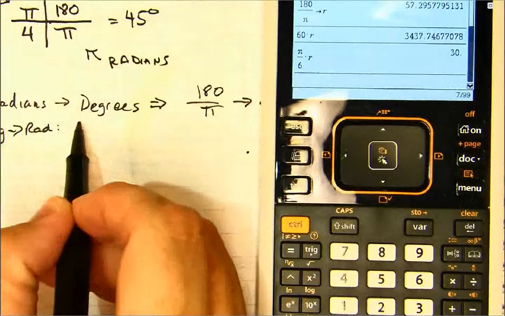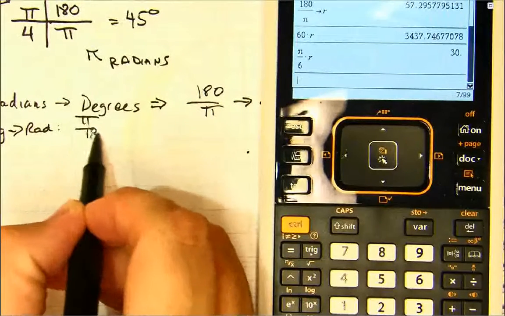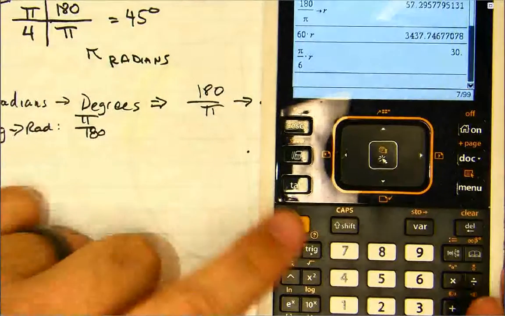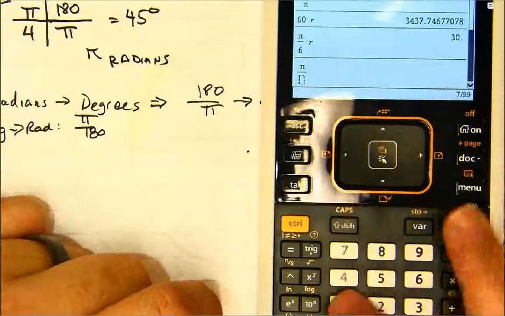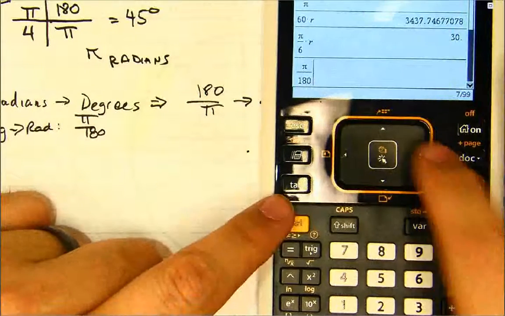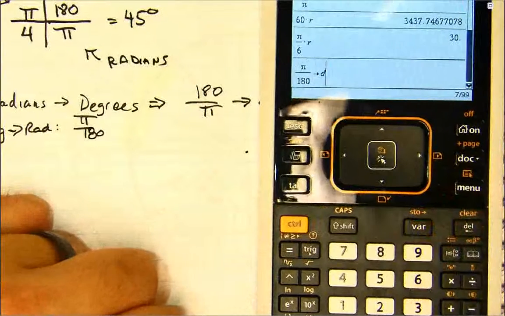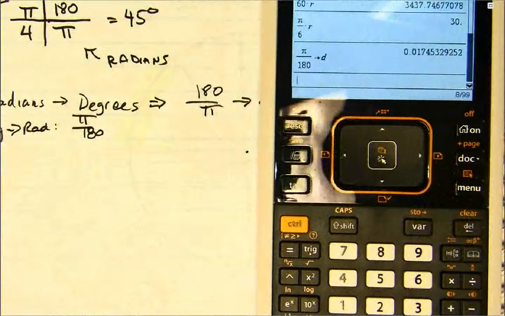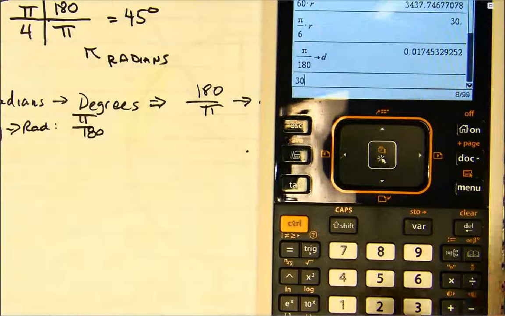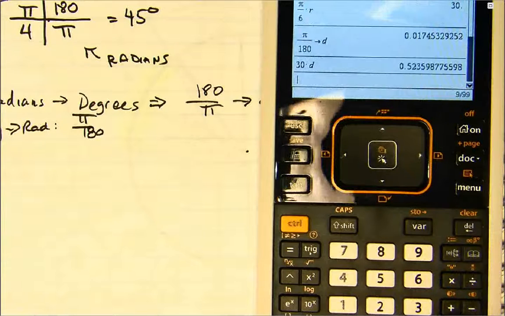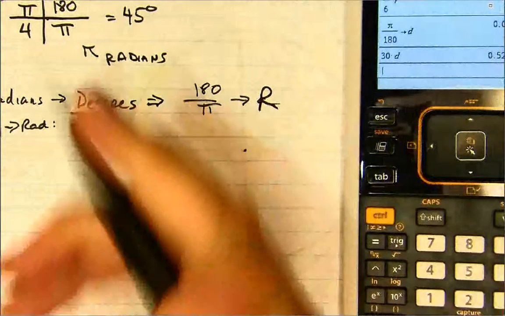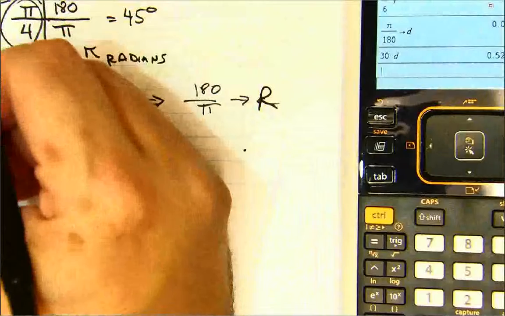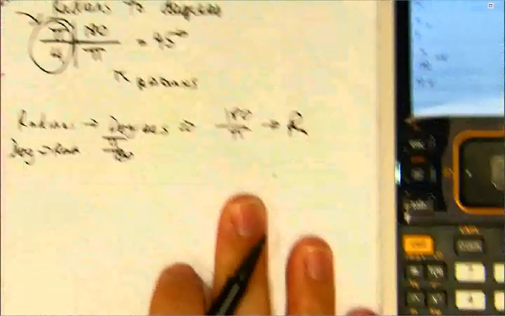Or if you want to go degrees to radians, it's the opposite. It's going to be pi over 180. So I might want to put pi over 180 and store that in D. But the problem is, if I took 30 degrees times D, I'm going to get this decimal, and that's not going to help me at all. Because when we talk about radians, this is what we want. I want pi over 4. I want things in terms of pi.